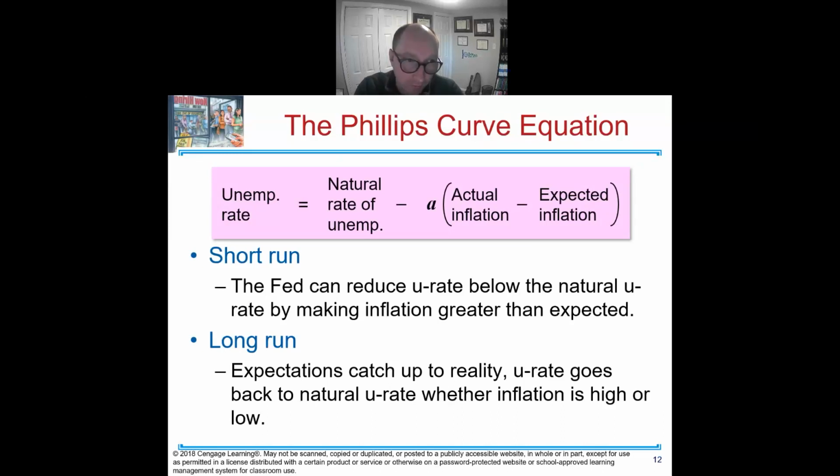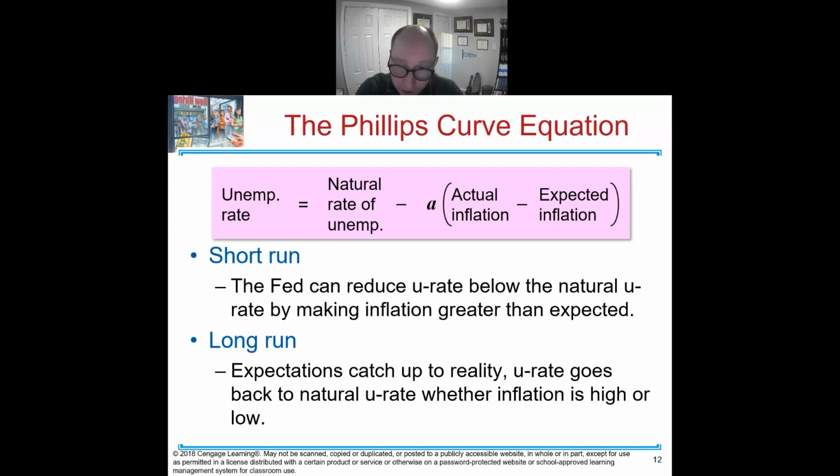So this concept resulted in a very good formula because it allows us to predict to some degree what a good level of inflation would be. It's based off of the unemployment rate through the Phillips curve equation. The Phillips curve equation is unemployment rate should be equal to the natural rate of unemployment minus the actual inflation minus the expected inflation.